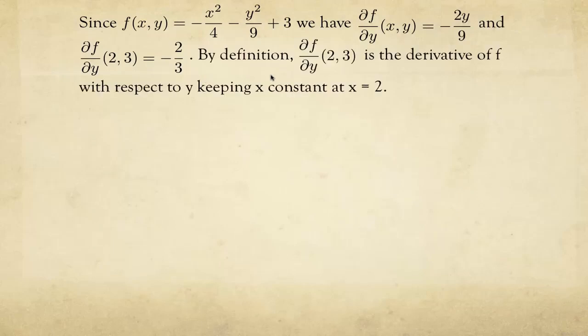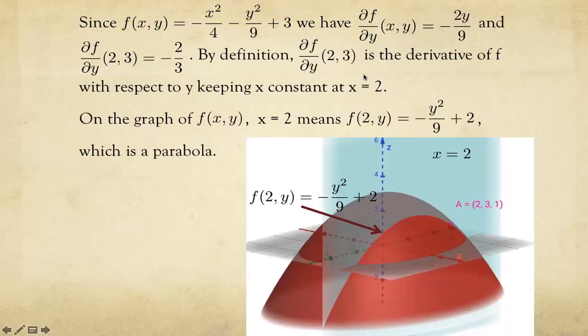So by definition, the partial of f with respect to y means that you find the derivative of f, again the slope of the tangent line, with respect to y by keeping x constant. We're keeping x constant at the value 2. So let's look at a picture of this.